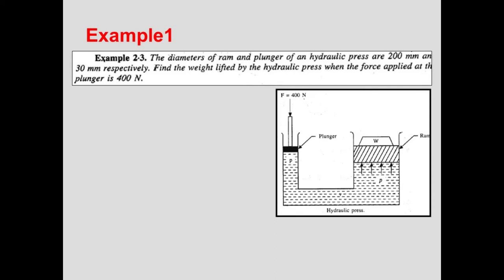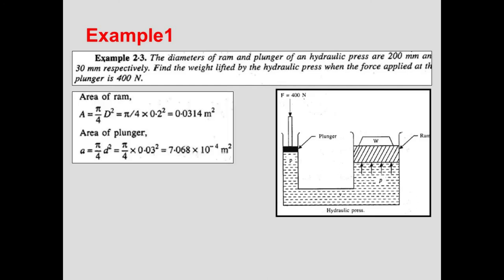Okay, you already know the two Pascal principles that you see in the hydraulic jack, hydraulic press or anything: P equal to F over A, and also that pressure in a small volume of fluid will act uniformly. To use the Pascal principle P equal to F over A, we need to know first the area of the plunger and also the ram of the hydraulic press. Given are the diameters of the ram and the plunger. The diameter of the plunger is 30 millimeter, and the diameter of the ram is 300 millimeter.